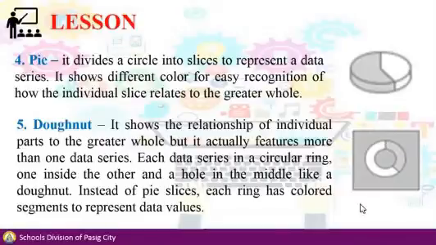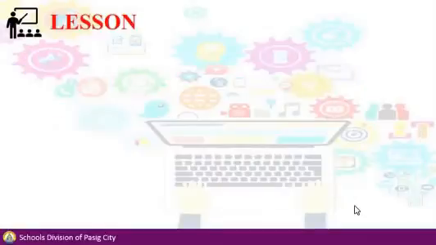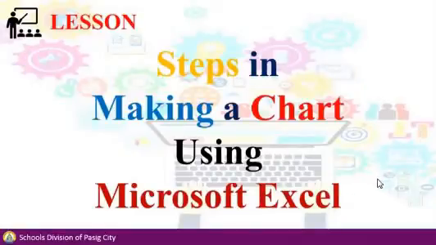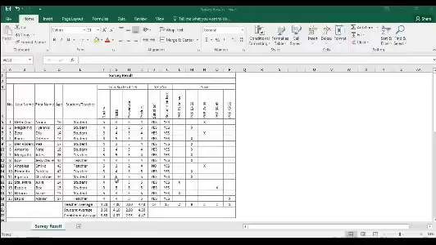Each ring has color segments that represent data values. Let's have this step in making a chart. This is the survey result that we got from the previous module. Now, what are we going to do in this step? We're going to make a graph.